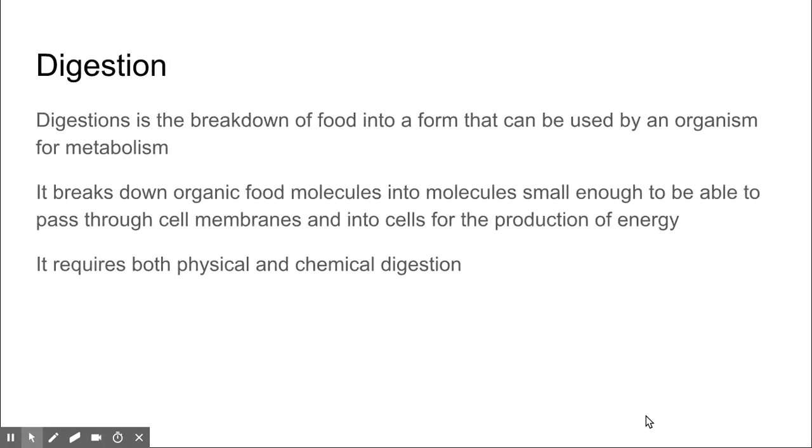So digestion is a process in which we break down food into a form that can be used by an organism for metabolism. And metabolism, if you haven't heard that word before, is the word we use to describe all the chemical reactions that occur within our body. Our digestive system does break down organic food molecules into molecules that are small enough to pass through cell membranes and into cells for the production of energy. And this process does require both physical and chemical digestion.